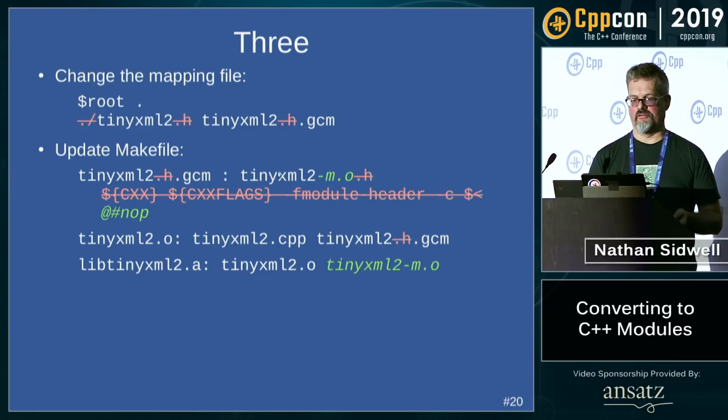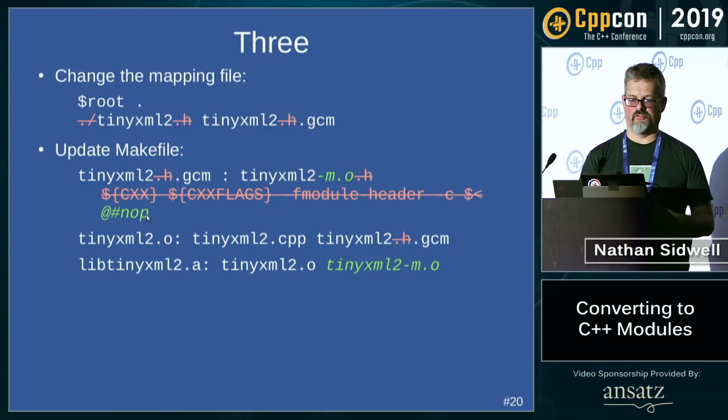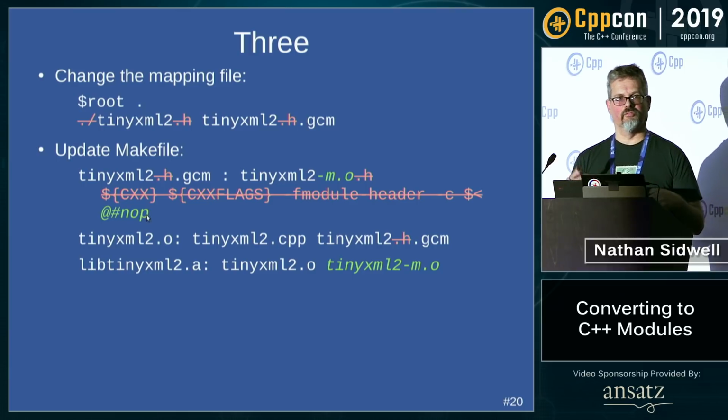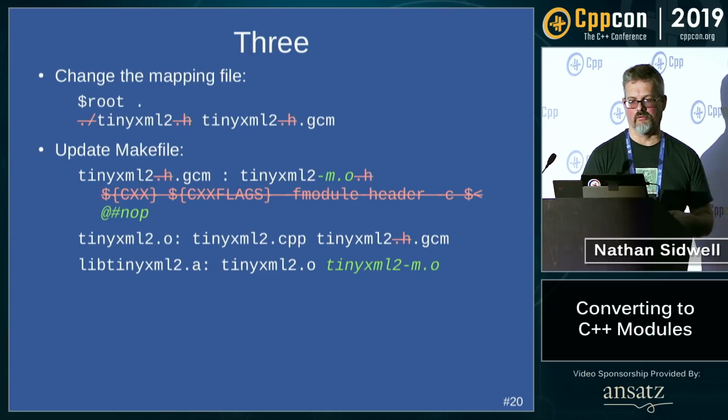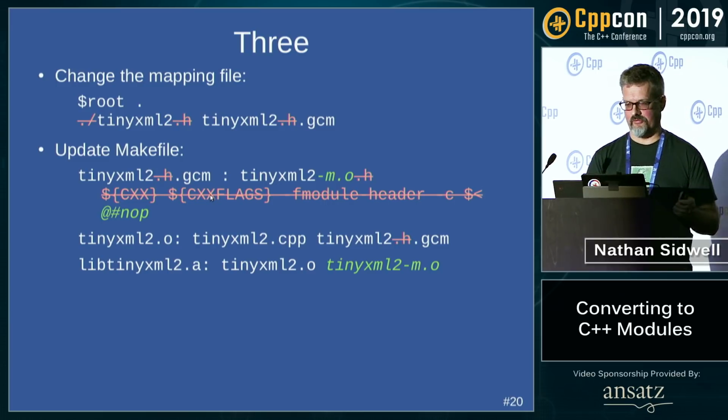And I can just say that this GCM is dependent on the .o, knowing that when the .o is produced, the GCM is produced. But I have to explicitly tell make it doesn't need to do anything, because otherwise make goes off and tries to find an implicit rule, and it'll fail because it doesn't have one. No longer need this explicit build of header unit, doesn't exist.